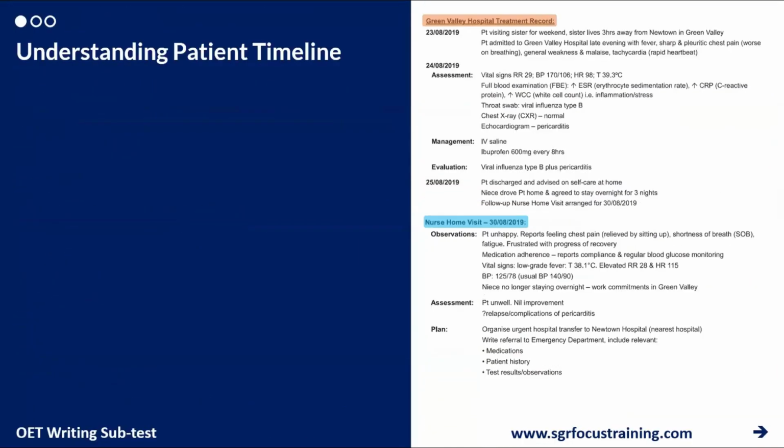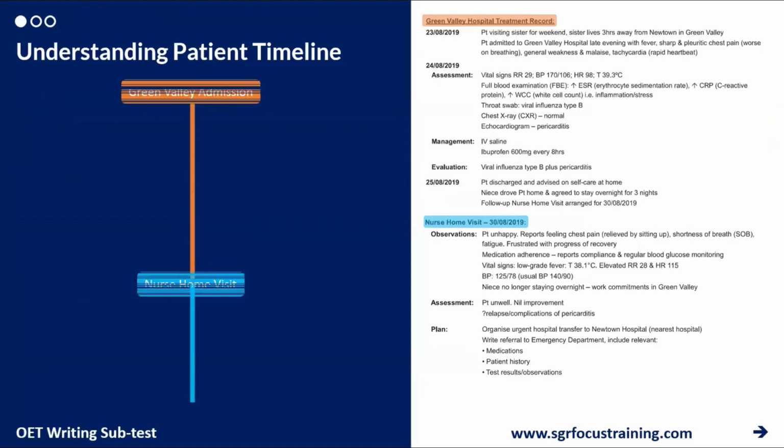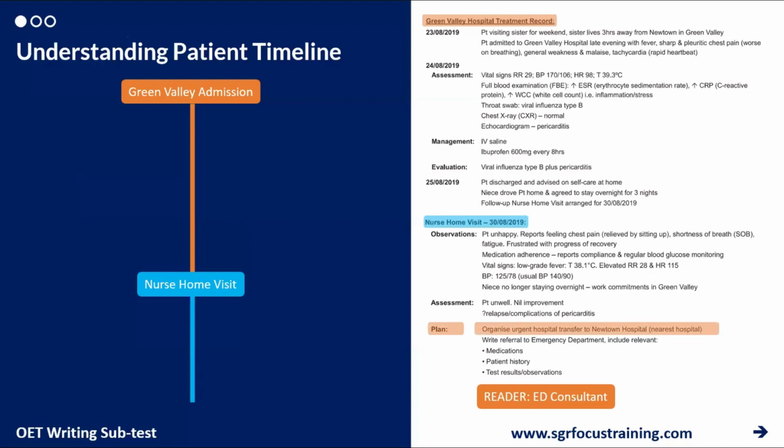We can see from the case note that the patient has two timelines. One for what happened to them while they were admitted in Green Valley Hospital, and the other during the home visit of the nurse. We also note that our reader is an ED consultant. This suggests that this is an emergency situation, and we can see that the plan is to transfer the patient urgently to the nearest hospital.